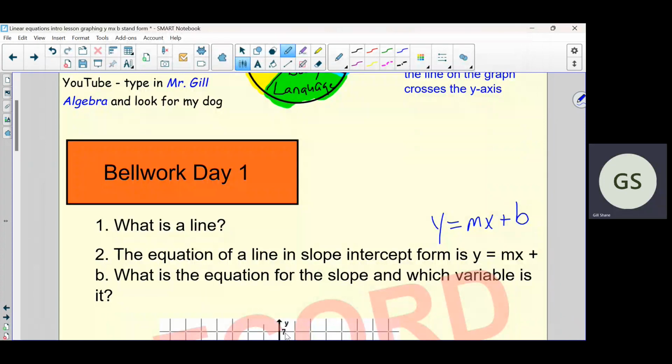What's a line? A line is all the possible answers to an equation. It's kind of the same thing.